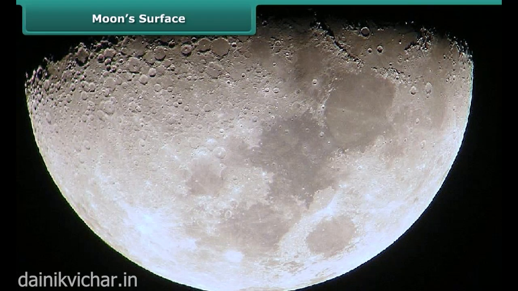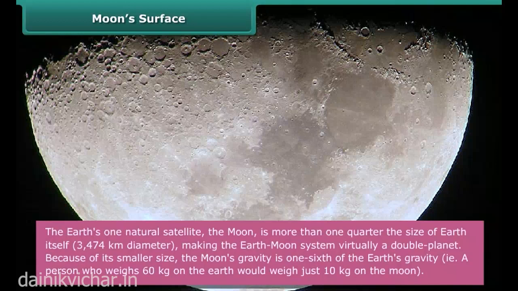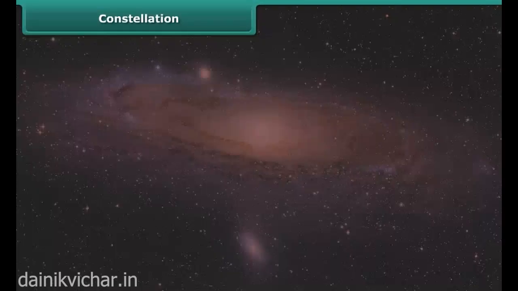Moon's surface. The Earth's one natural satellite, the Moon, is more than 1/4 the size of Earth itself, 3,474 kilometer diameter, making the Earth-Moon system virtually a double planet. Because of its smaller size, the Moon's gravity is 1/6 of the Earth's gravity. That is, a person who weighs 60 kg on the Earth would weigh just 10 kg on the Moon.